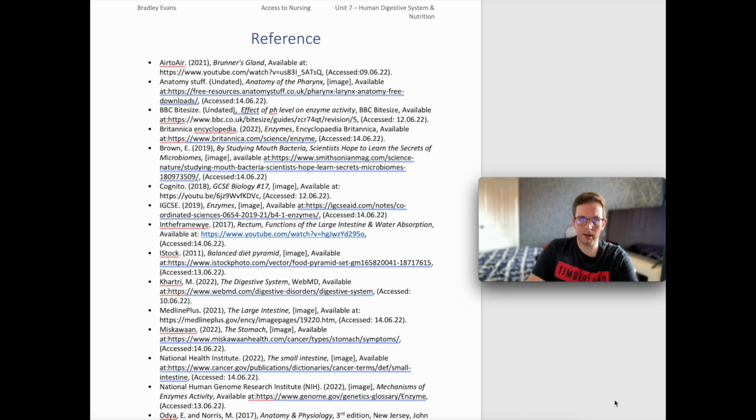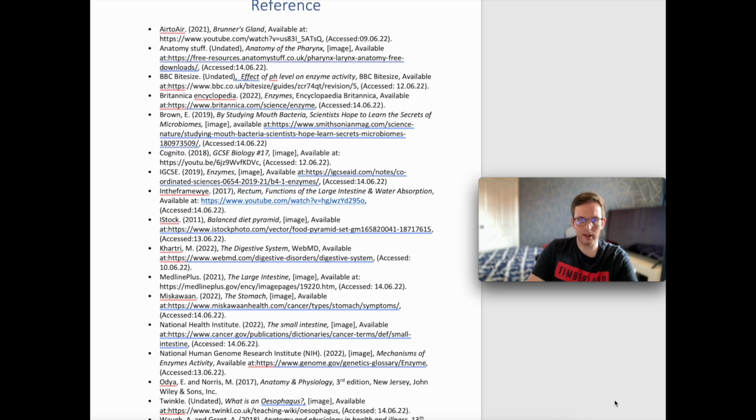So anything that I've referenced needs to be in a reference list like this, and it needs to be set out in the Harvard method. So Harvard referencing is really simple.